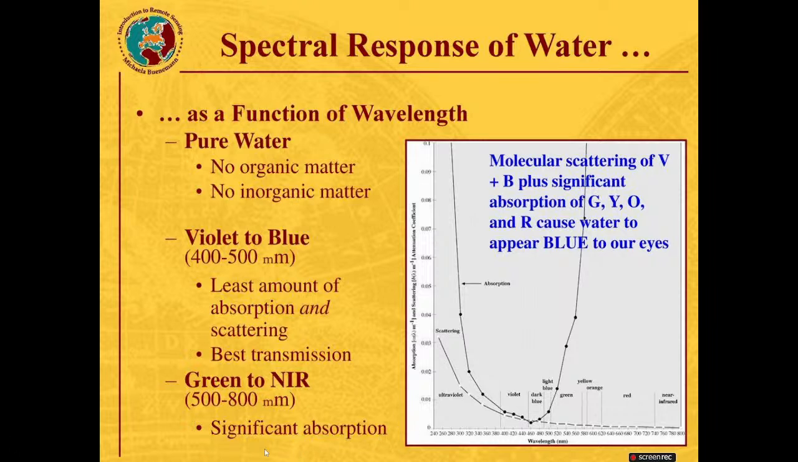Suppose when you want to identify the significant absorption from the water, green to near infrared is mainly the band used for significant absorption. And violet to blue has the least amount of absorption and scattering, but it also has the best transmission for transmitting this reflectance. But in the meantime, green and near infrared have significant absorption by the organic or inorganic matter in the water body.